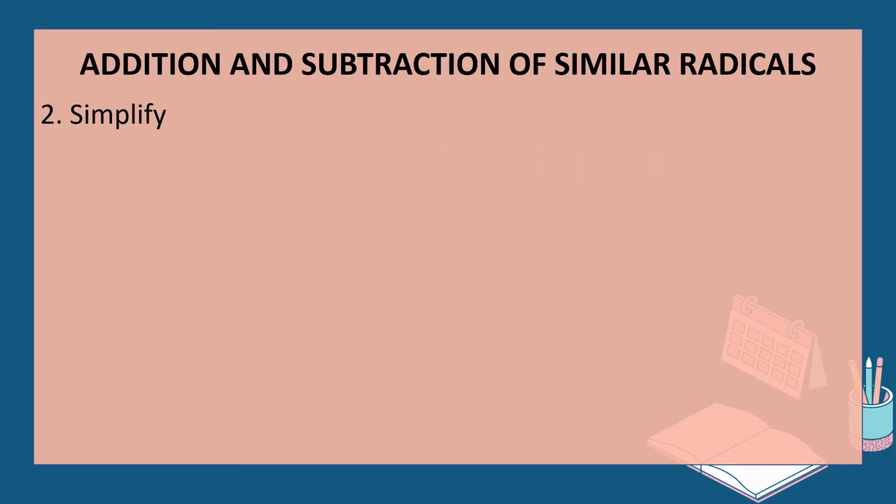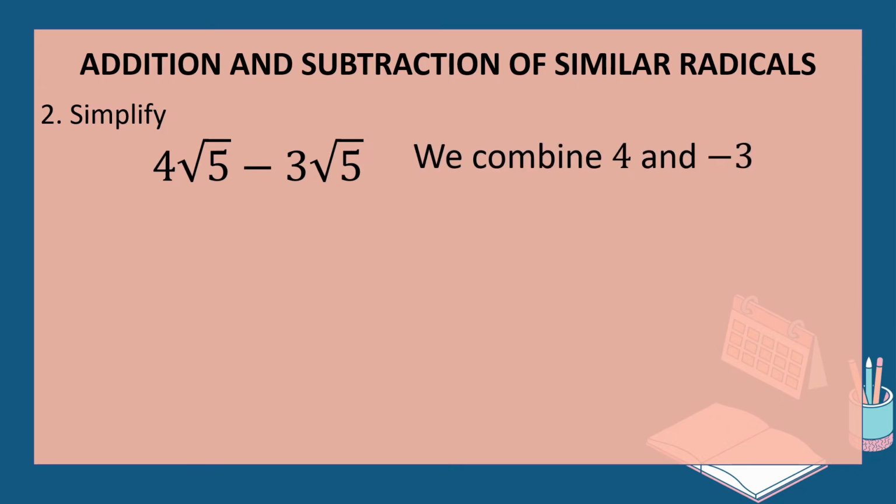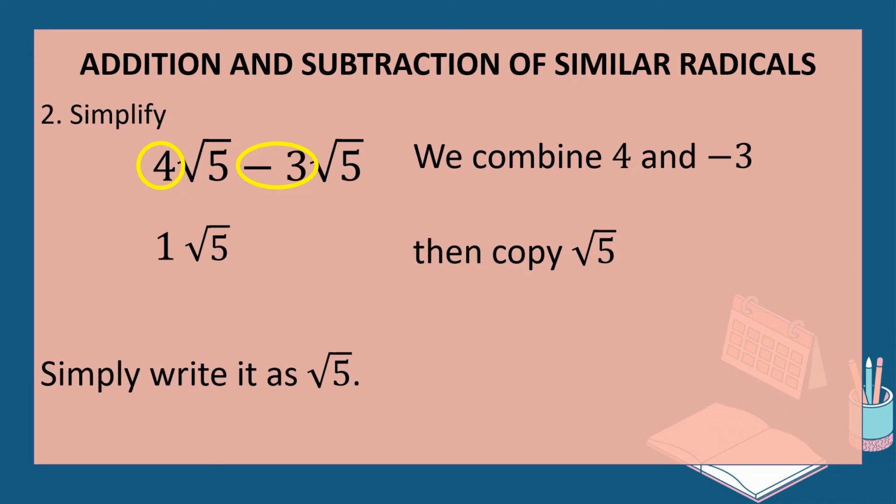For our next example, we simplify 4 square root of 5 minus 3 square root of 5. Indices are the same. Radicands are the same. So we combine 4 and negative 3. And the answer is positive 1. Then we copy square root of 5. We simply write it as square root of 5. 1 will become invisible.